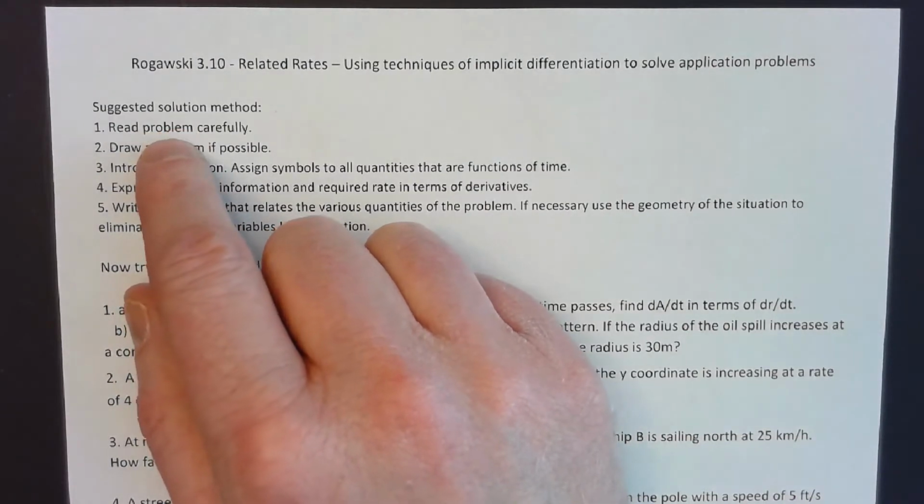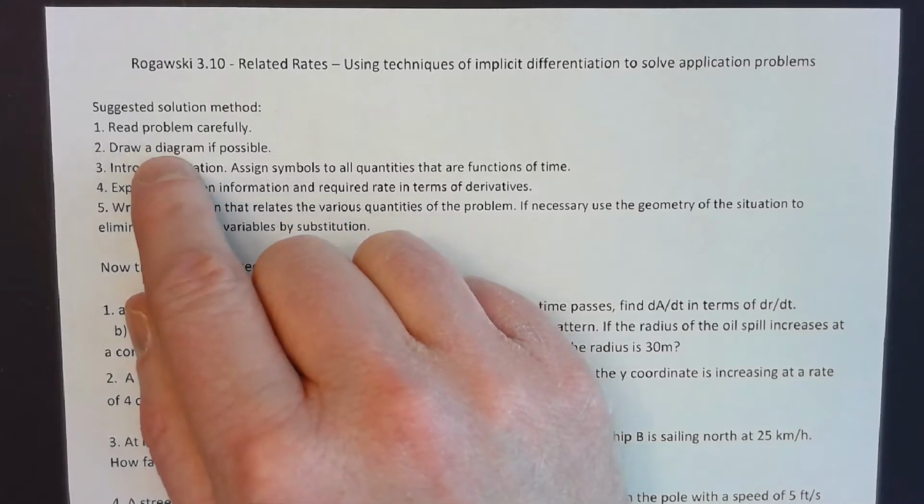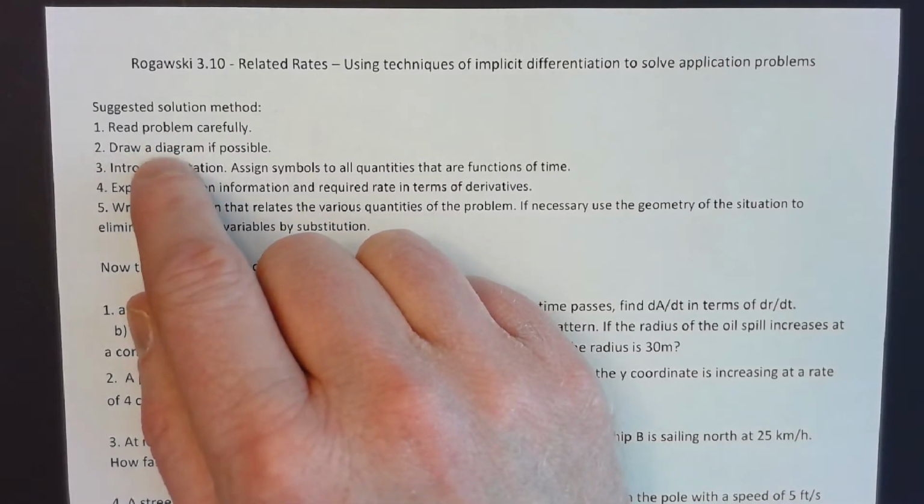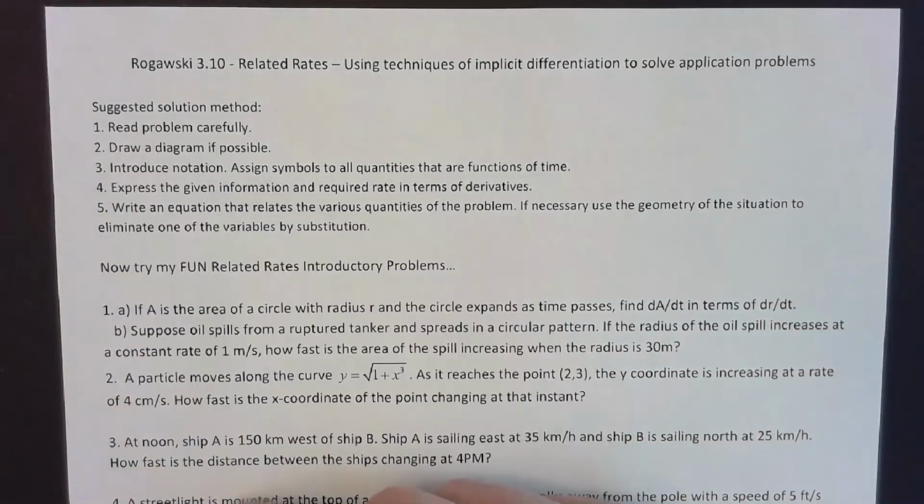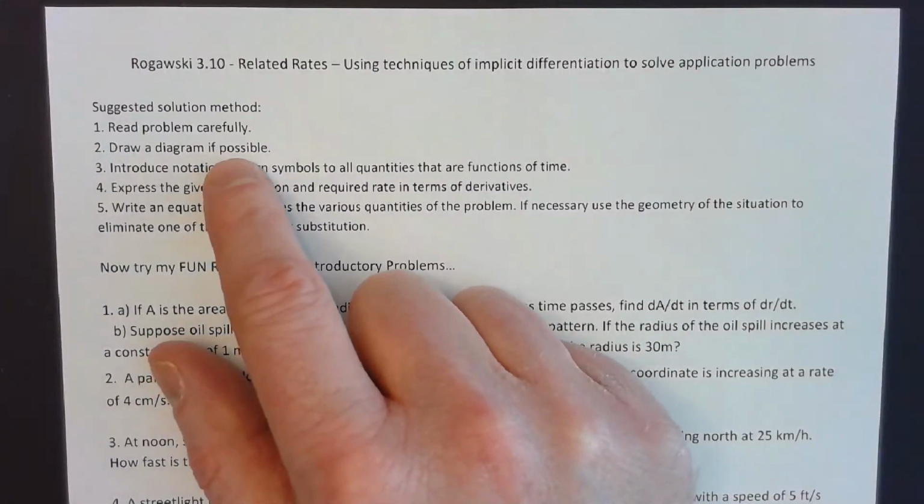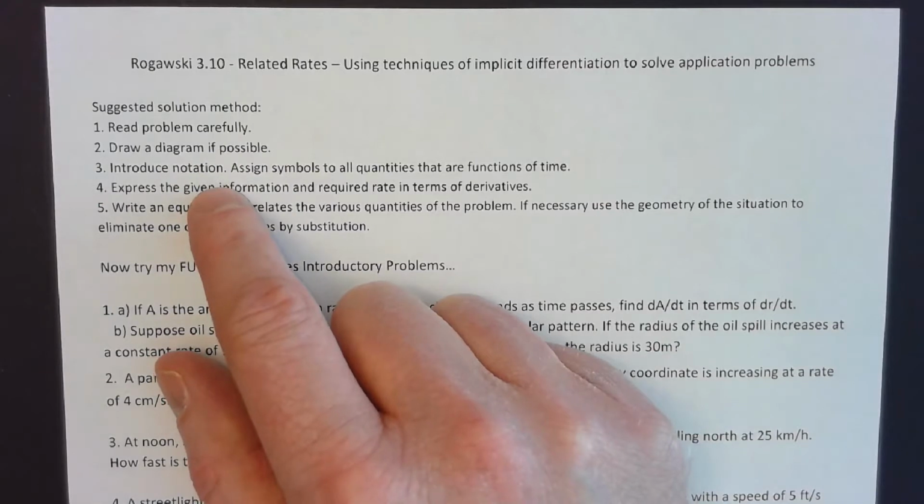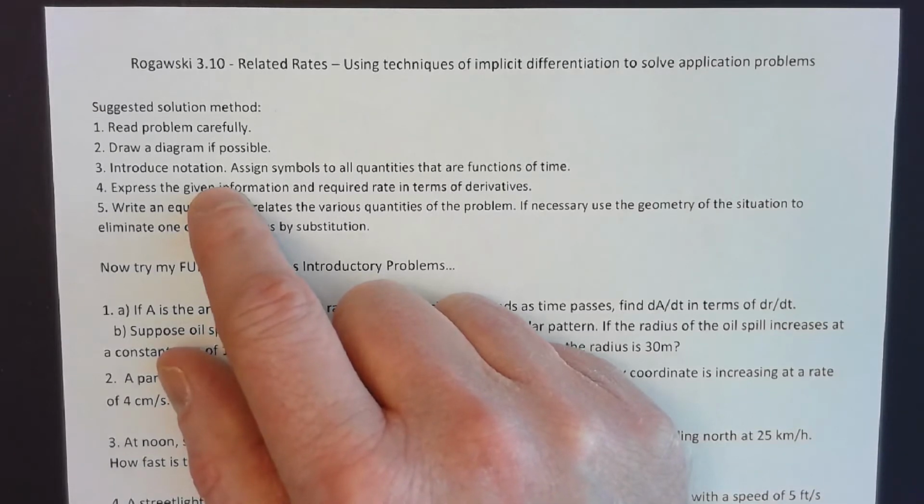A lot of these are just common sense, but you do need to make sure you read the problems carefully, and draw a diagram whenever possible, especially on the more difficult problems. Introduce notation. If I say the horizontal displacement is changing at a rate of 5 feet per second, we're going to need to call that dx/dt, the change in the horizontal over the change in time.